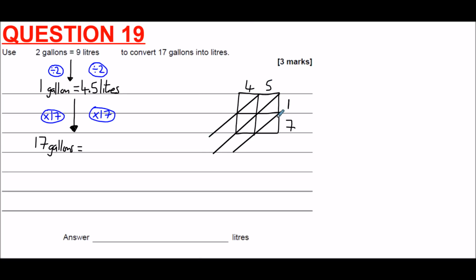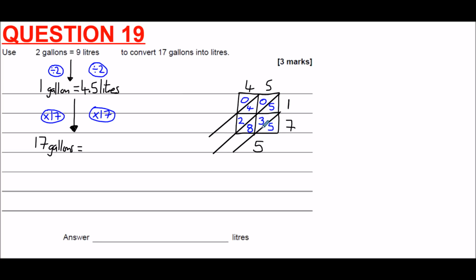So first of all, 5 times 1 is 5. 4 times 1 is 4. In the bottom row, 5 times 7 gives us 35, whereas 4 times 7 is 28. Now we can add up these numbers going diagonally downwards. So the first one is just 5.